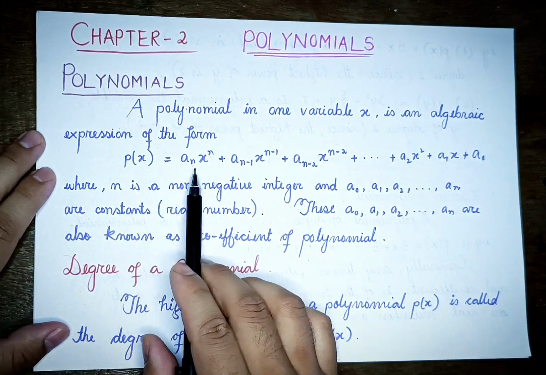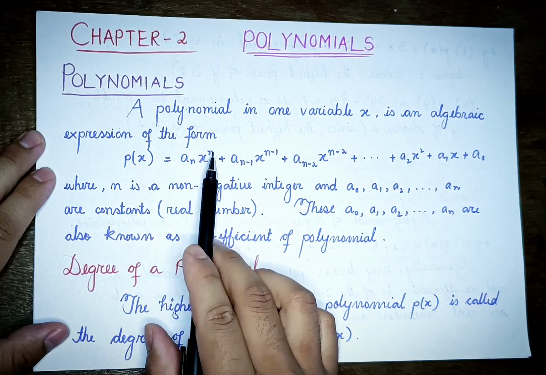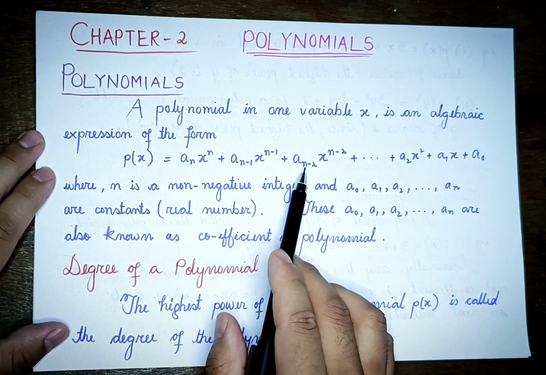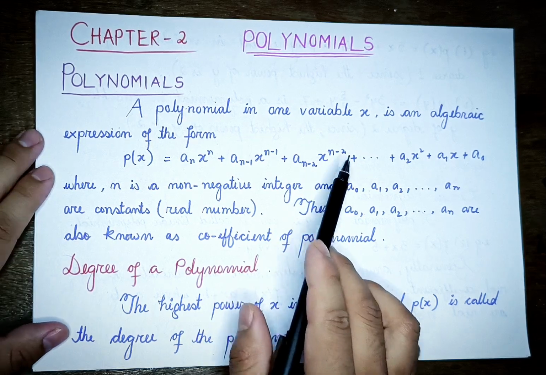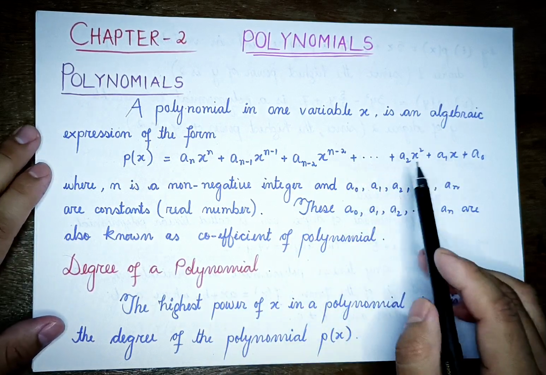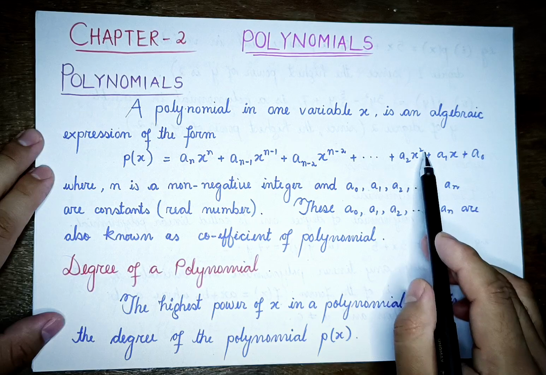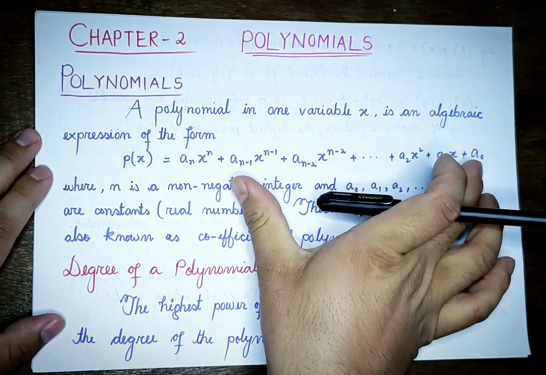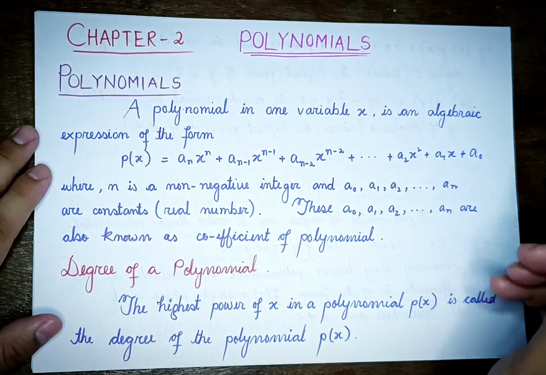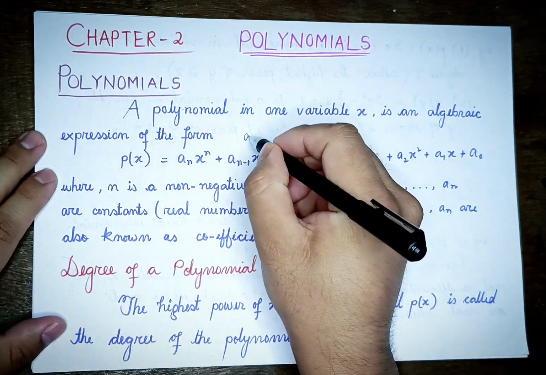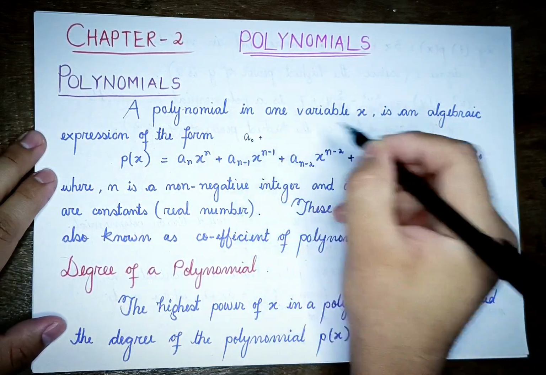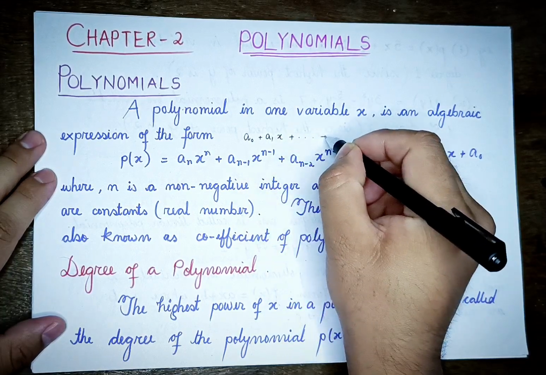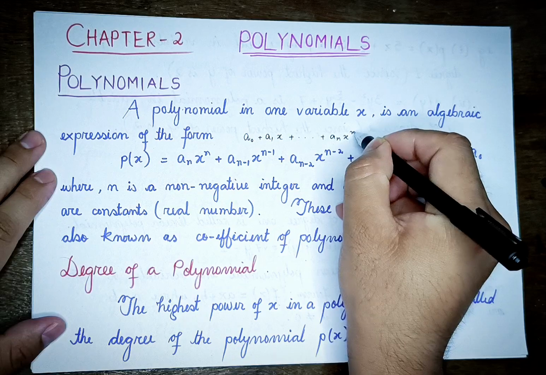P of x is equal to a_n x to the power n plus a_(n-1) x to the power n minus 1 plus a_(n-2) x to the power n minus 2 plus dot dot dot plus a_2 x to the power 2 plus a_1 x plus a_0. These can be written also in the reverse form like this: a_0 plus a_1 x plus dot dot dot a_n x to the power n.